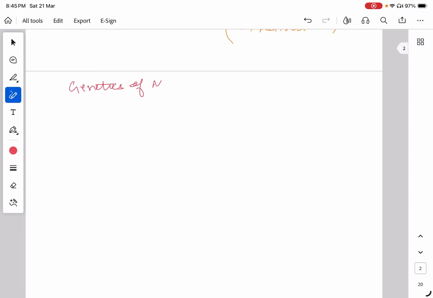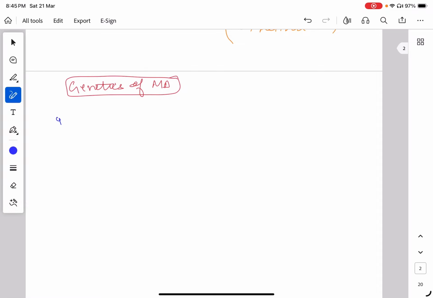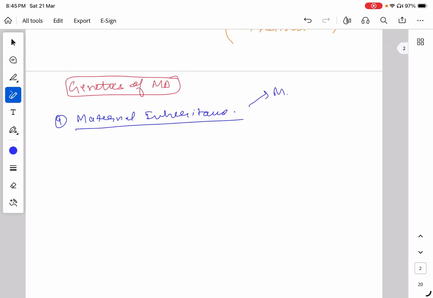Now moving to the genetics of mitochondrial disease. As we have already read in the previous slide, it is maternal inheritance. The type of inheritance is not autosomal recessive or dominant or X-linked. It is maternal inheritance, and all children of an affected mother are affected. If the father is affected, the father does not transmit this disease. This is very important. So this is maternal inheritance.